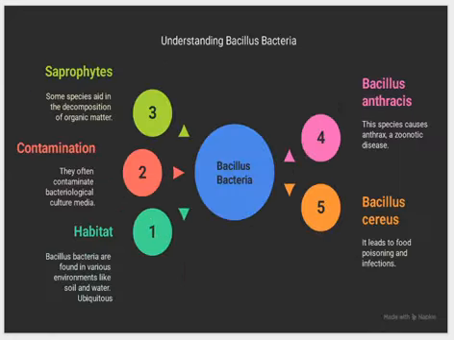Let's explore where Bacillus bacteria live and what they do. They're everywhere, in soil, water, and even on culture media, where they can contaminate samples. Some species are saprophytes, meaning they help break down organic material. Two medically important species are Bacillus anthracis, which causes anthrax, a disease that can jump from animals to humans, and Bacillus cereus, known for causing food poisoning and infections.